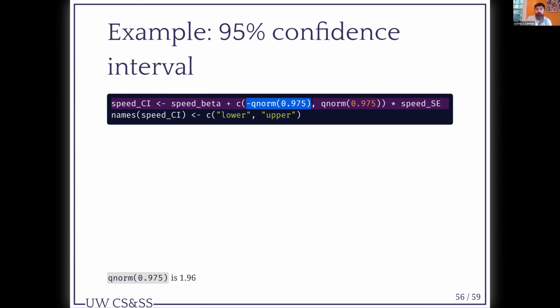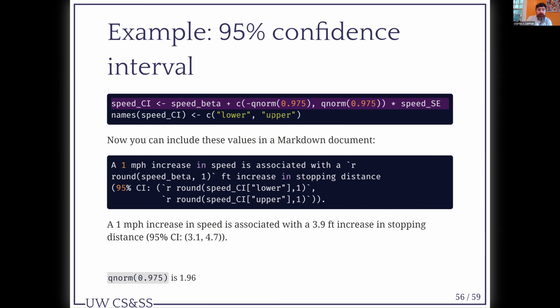Negative Q norm 0.975 is equal to 1.96. This is just me multiplying the standard error of speed by minus 1.96 and plus 1.96, which if I add or subtract that from speed beta, gives me the confidence interval on that coefficient, calculated directly from the information in that regression summary. I'm going to assign names to speed CI of lower CI and upper CI. And then I could include that in a markdown document.